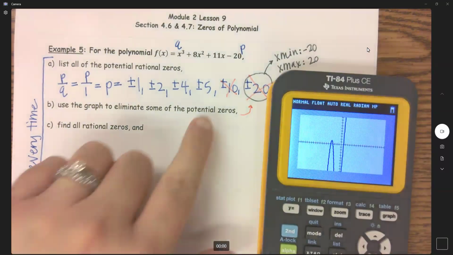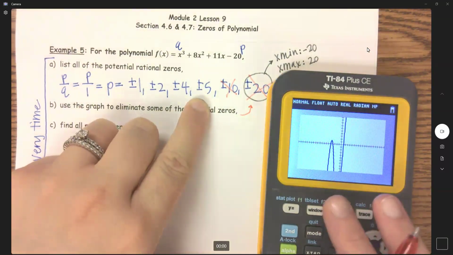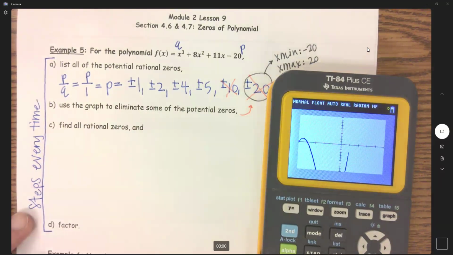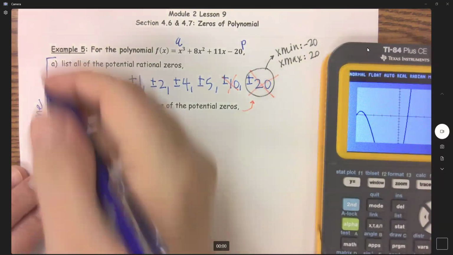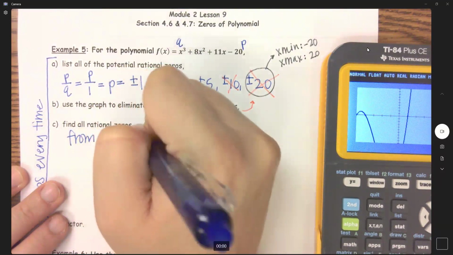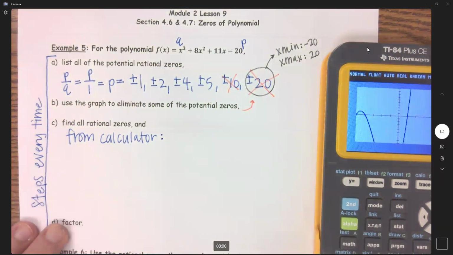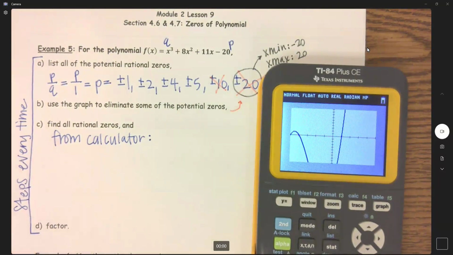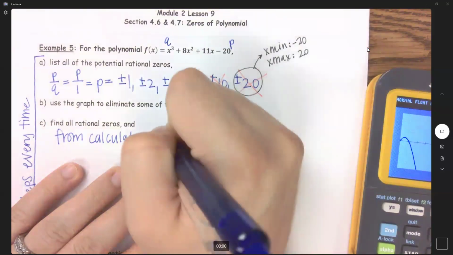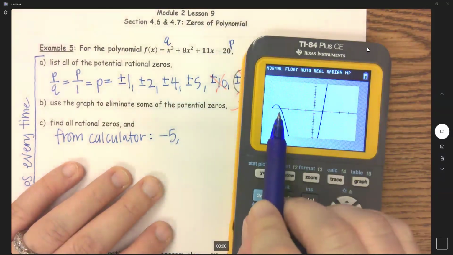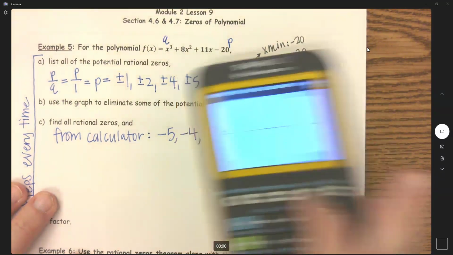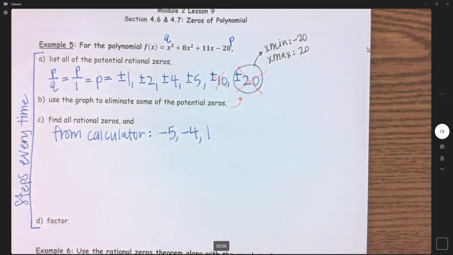So now let's zoom in. And now my biggest and smallest is this positive and negative 5. So I'm going to go negative 5 to 5 and regraph. And now I can see where my zeros actually are. From my calculator, I can see all of my zeros since these are all whole numbers in rational zeros. Here we have negative 5, which was in my pool of potential zeros. I also have negative 4, which is also in my pool of potential rational zeros. And I have 1, which is also in my pool of potential rational zeros.